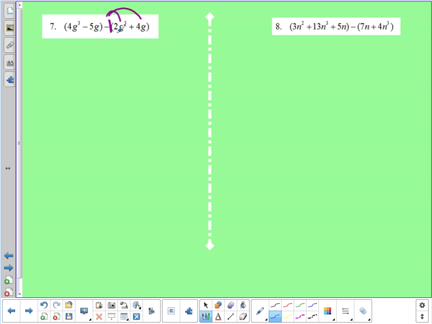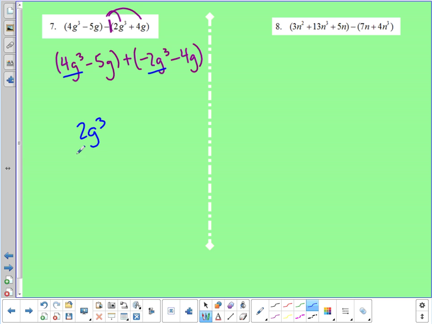So when I do that, I have 4 times g to the third minus 5g. Then that subtraction becomes addition, and behind it I have negative 2g to the third minus 4g. Now I can just go ahead and combine my like terms. 4g to the third, negative 2g to the third, 4 minus 2 is 2. So 2g to the third. Negative 5 and negative 4, they're both g terms. So negative 5, negative 4 is negative 9g.